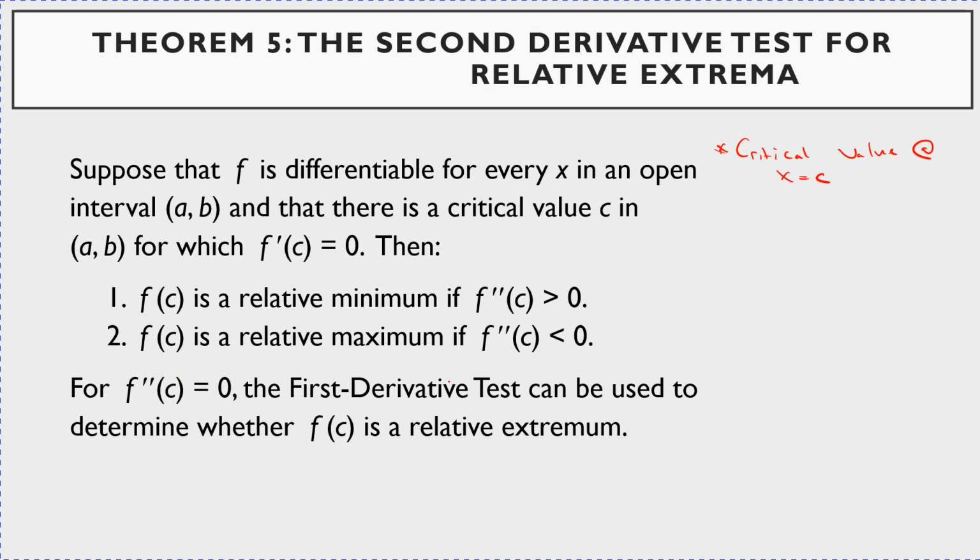If you take this critical value and plug it in and you get the value equal to 0, then you can just use the first derivative to determine whether f of c is a relative extreme. This second derivative test fails, so you'll have to use another method.